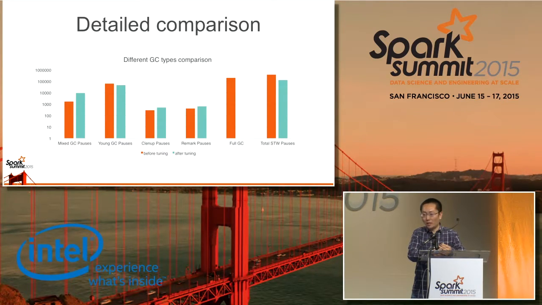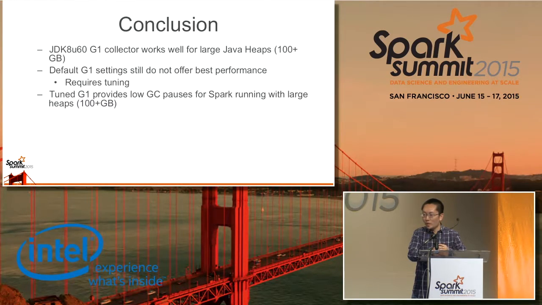So after the tuning, a lot of GC have been moved to mixed GCs. We actually see like 5x more mixed GCs compared to the baseline. And apparently, we don't have any full GCs anymore. And the total GC pauses is reduced about 30 to 50%, if I remember correctly.